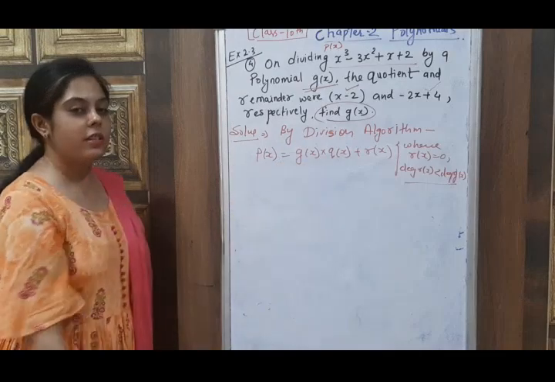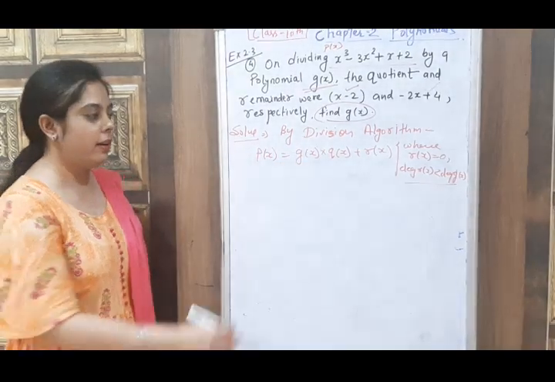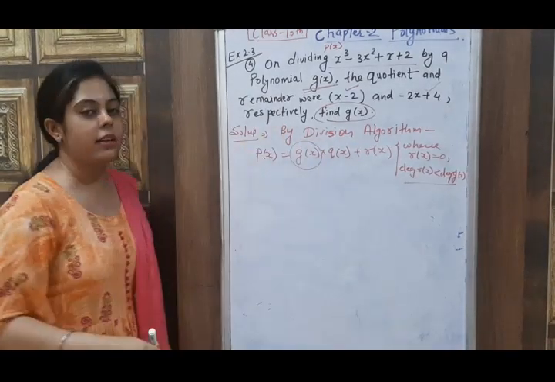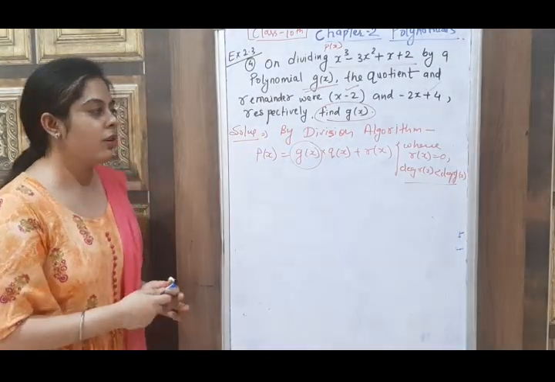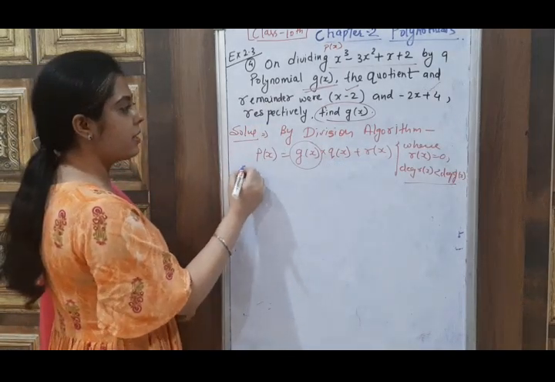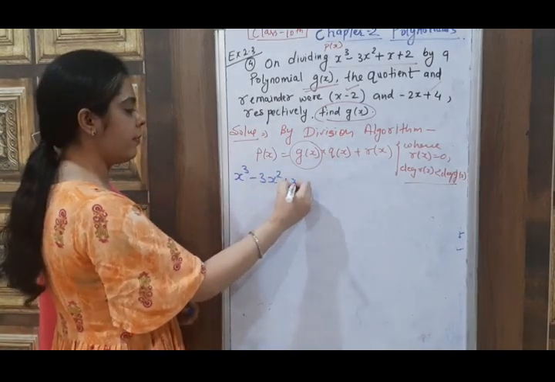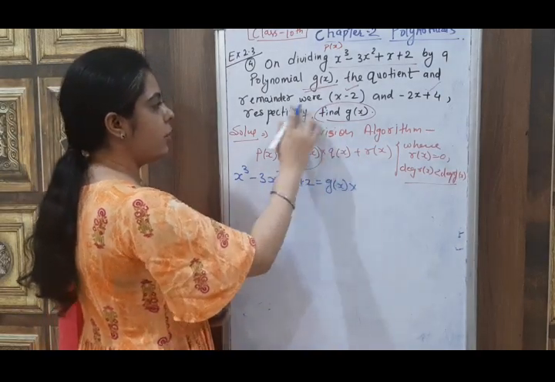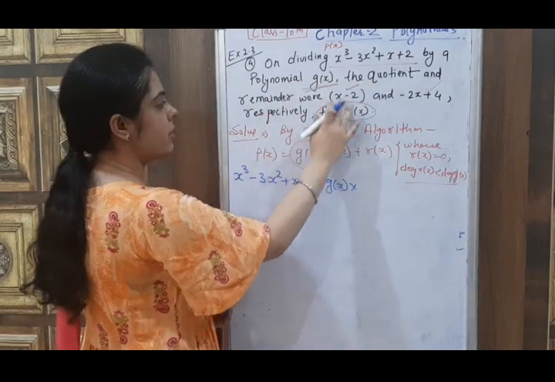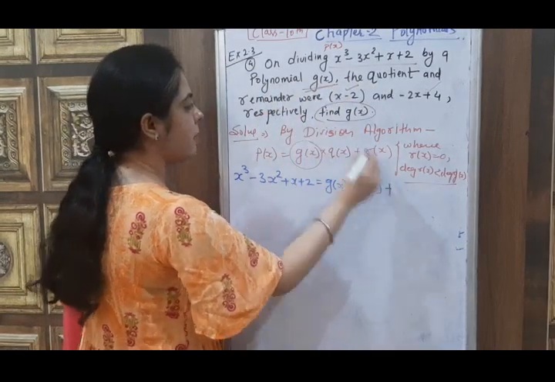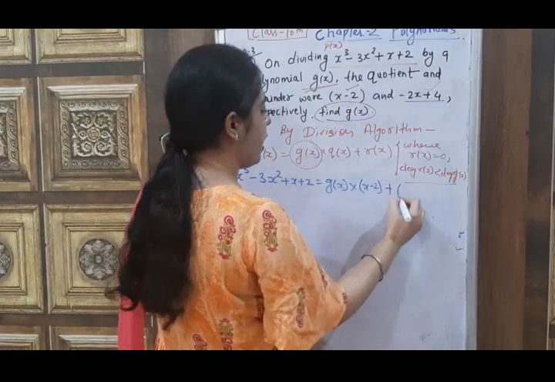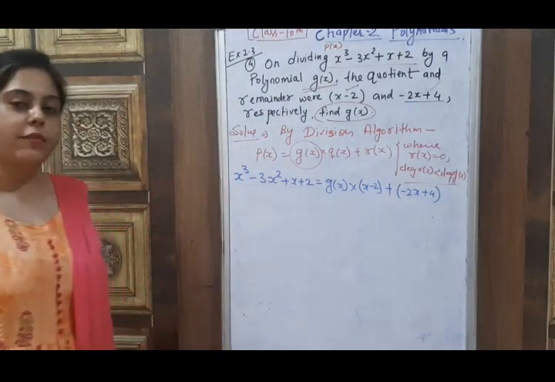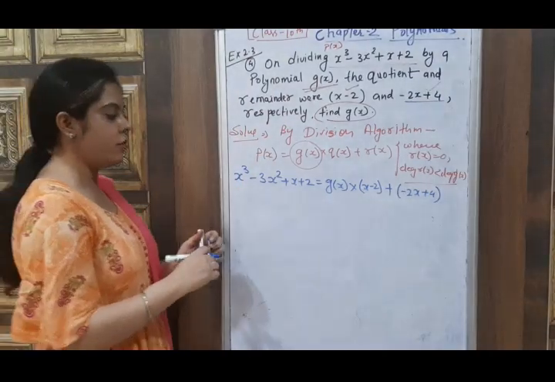Okay, so now we have a division algorithm of polynomial, and here px is given, qx is given, and rx is given, and we just have to find gx. So first we put the values of all of them. So px is, gx we have to find, so write this as it is, qx is given, the quotient is x minus 2, and the remainder is minus 2x plus 4. Now we have to solve it. We have to find this g of x.